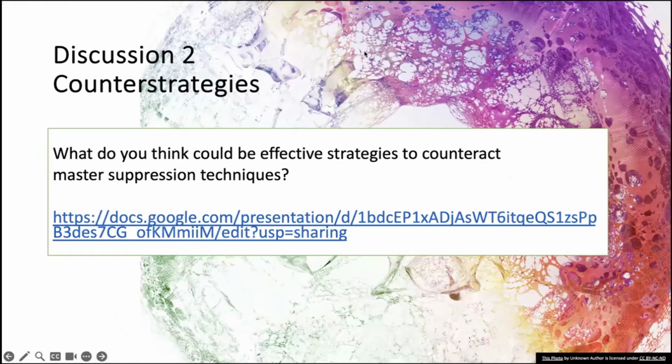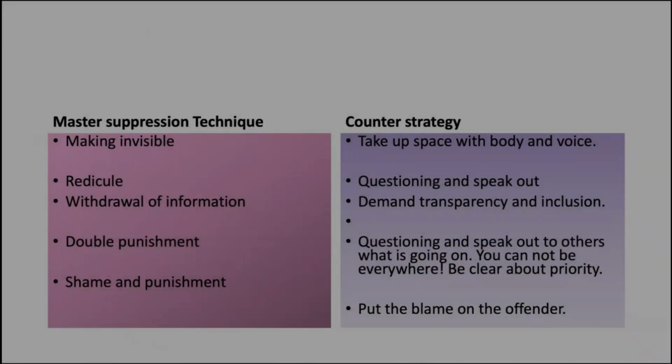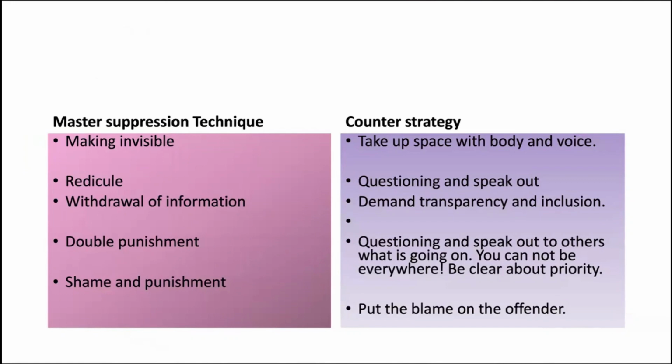So we will move on to the next point of discussion, and that is, what do you think could be effective strategies? How could you handle and counteract when you are being exposed to master suppression techniques, or if you see someone else being exposed to them? How would you handle that situation? How could you actually go into that situation and encounter that? Do you have any ideas? That's what we want you to discuss now for the last part of this workshop. But here we have some counter strategies brought up in the literature.